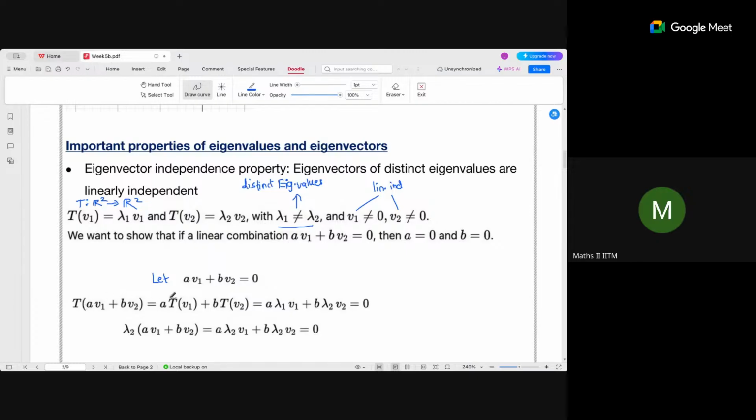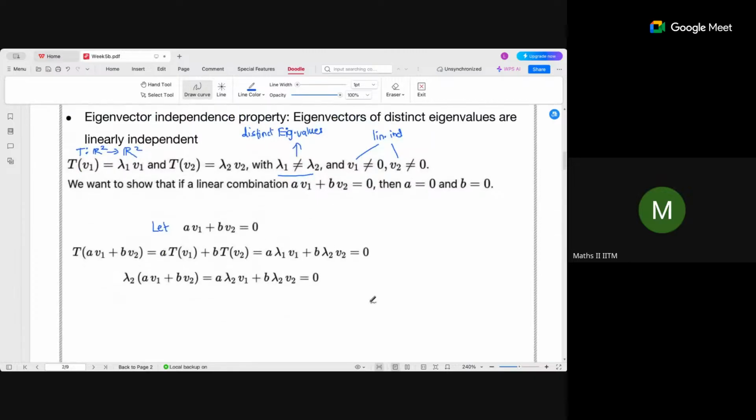Now I am going to apply T. So T of a v1 plus b v2 is a times T v1 plus b times T v2. T v1 is lambda 1 v1 and T v2 is lambda 2 v2. You know this is equal to 0 because the input is 0, so T of this is also 0. Let's call this equation 1. Now I multiply equation 1 by lambda 2; let's call this equation 2. And the earlier one is equation 3.